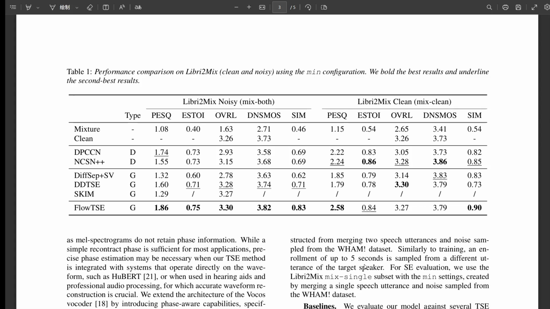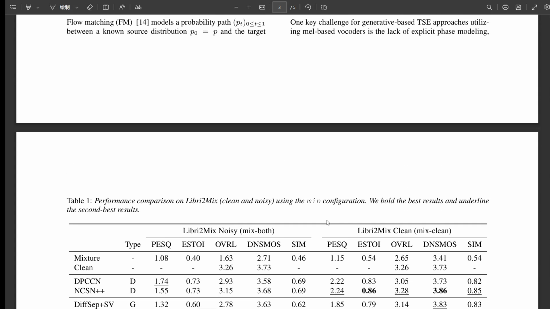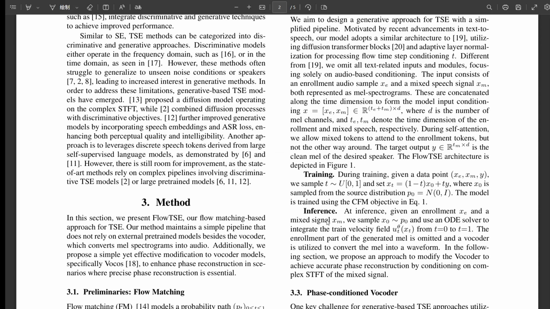So FlowTSE comes in claiming to be generative, but simpler. That sounds like the goal. That's the core pitch, a simple yet effective generative approach. And the key technology they use is flow matching, specifically conditional flow matching, or CFM. Flow matching. Okay, what is that exactly? Not diffusion, you said? Right.